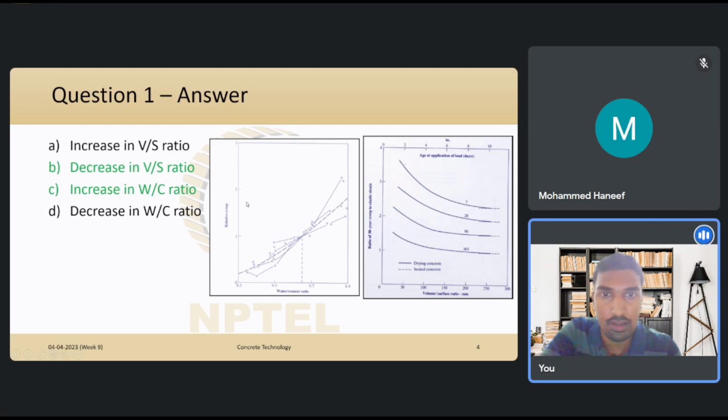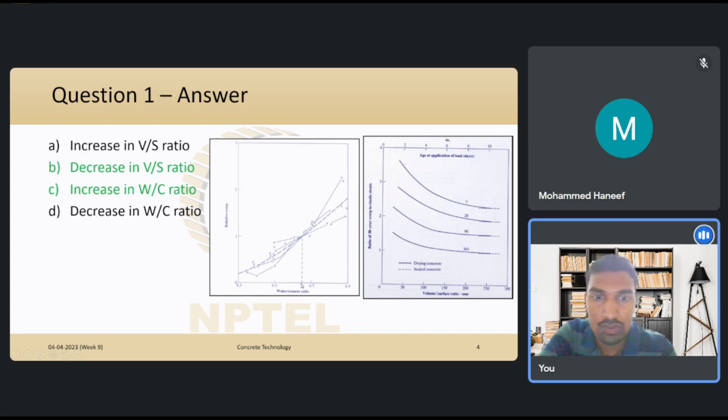So here the graph on the left shows the change in the relative creep with respect to the water to cement ratio. Right, so at about 0.65 or so, the creep at that water to cement ratio is taken as the baseline. Whatever creep we get for that water to cement ratio is taken as 1, and relative to that we see what happens to the creep when the water to cement ratio changes.